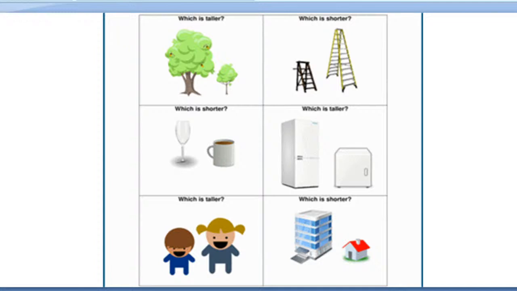Okay, very good. So if you get these kinds of questions, you have to tick the answer. Like in the first picture, I was asking which one is taller. In the trees, I was asking which one is taller. So you have to tick the correct answer. Let me show you how you have to do it. See it.